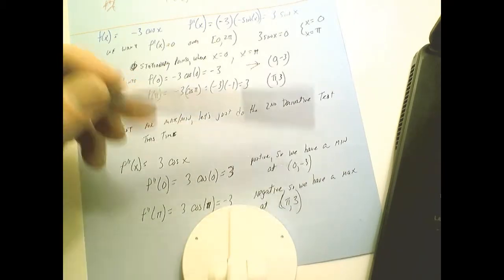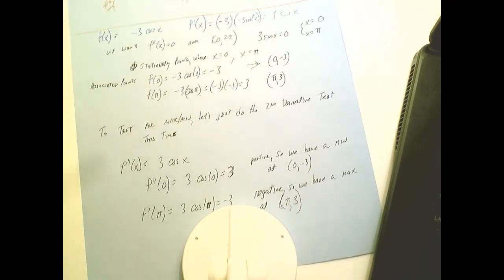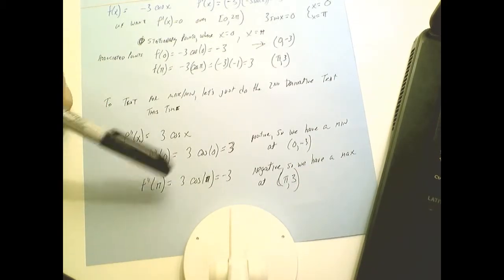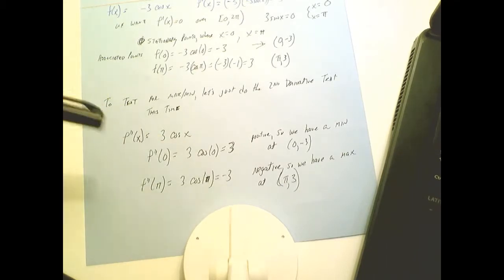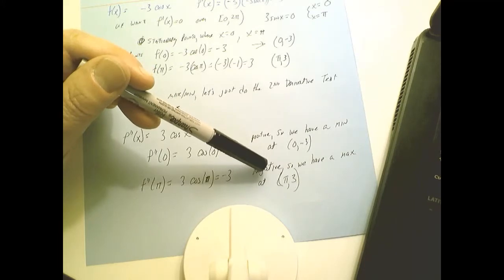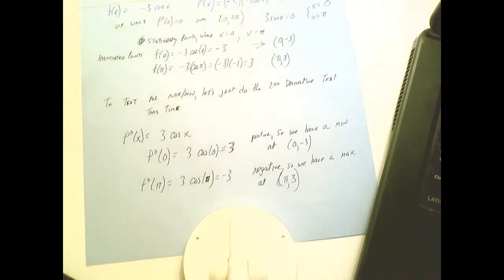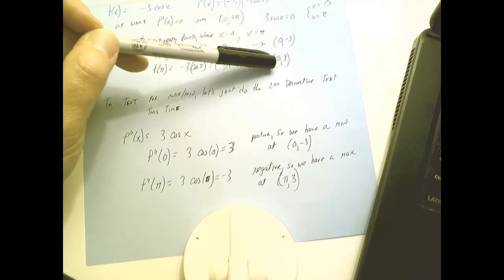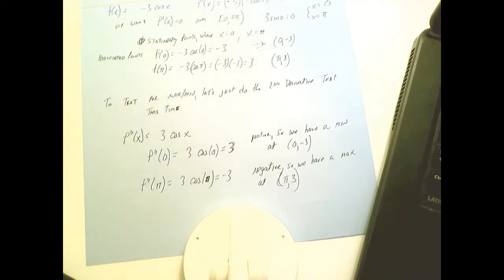We have a min at what? 0, -3. Evaluate the second derivative when x is equal to pi. 3 times the cosine of pi is -3, because the cosine of pi is -1. We got a negative second derivative when we had what? 0 for the first derivative. What's that tell us about this point, pi, 3? It tells us we have a max.